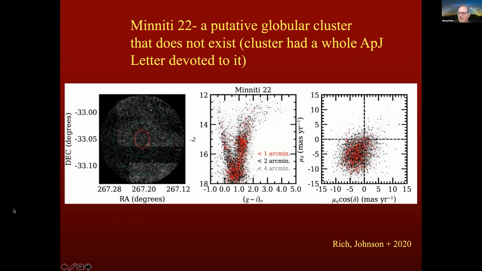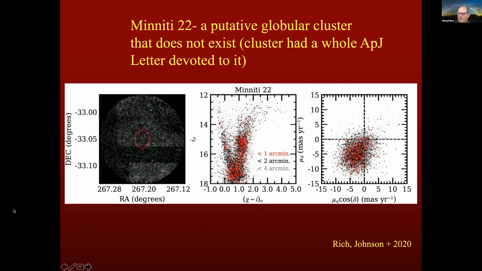Another thing that we looked at were claims of new globular clusters, and this is important to test. There have been a number of claims in the literature, including an ApJ Letter about Minni 22. But when we looked very hard, and this work has now been pursued by the same group, they realized the importance of this too.